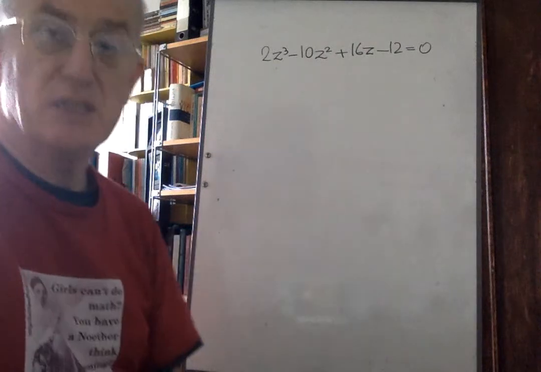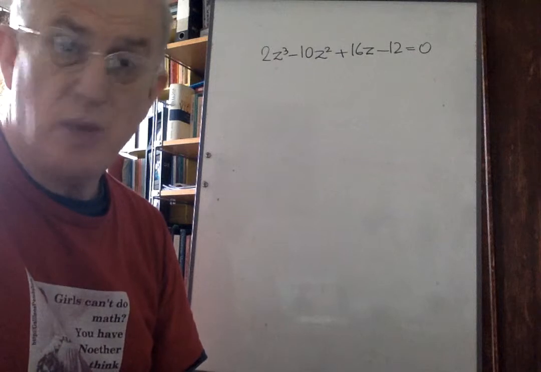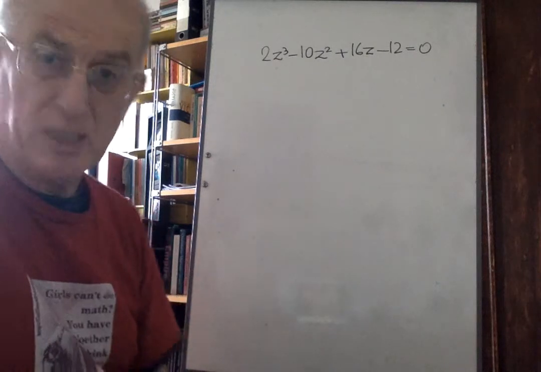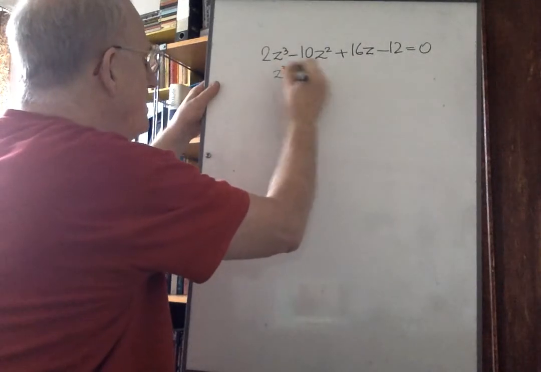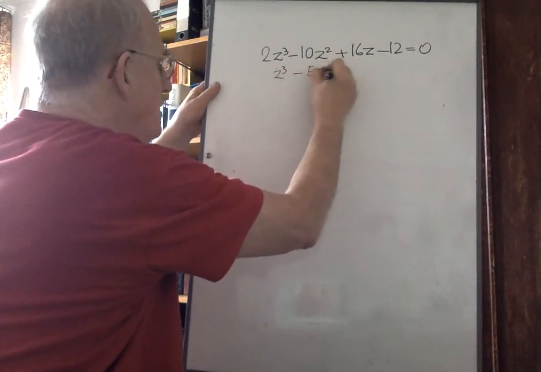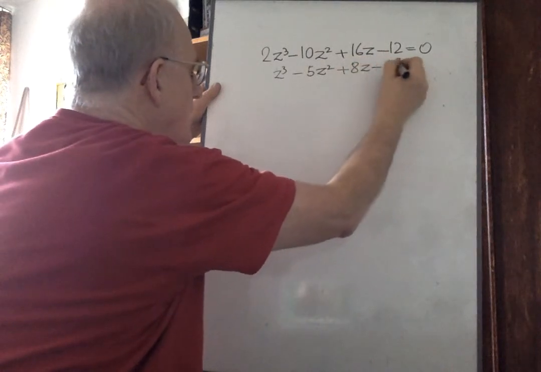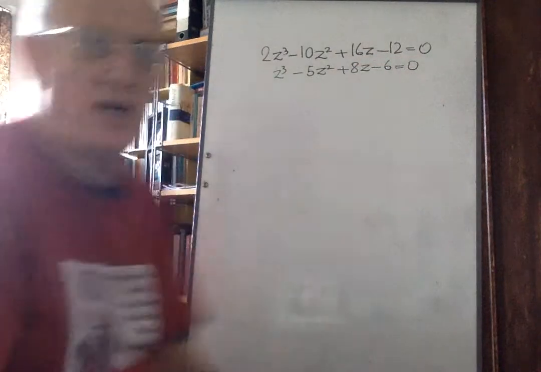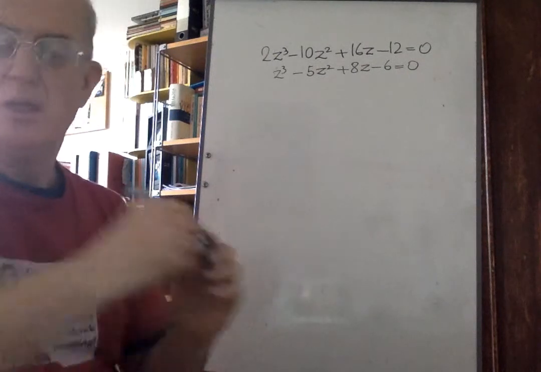You notice I'm using z. We normally use that for equations where we think the roots are going to be complex numbers. So let's change this to that. All we've done is divide both sides through by 2. We haven't changed the roots.